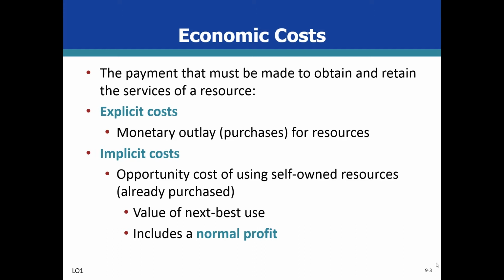To summarize, economic costs include both explicit and implicit costs. Accountants basically are interested in explicit cost because they appear on the income statement. Economists are interested in economic costs because they look at the value of the next best use.